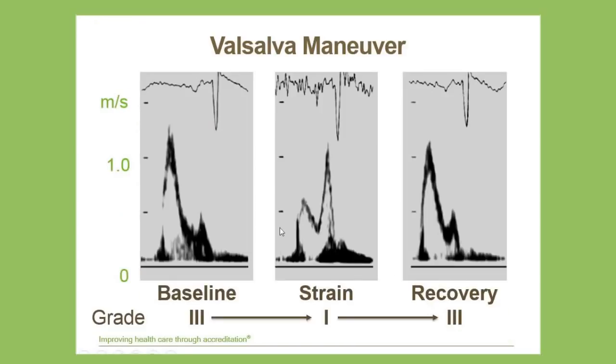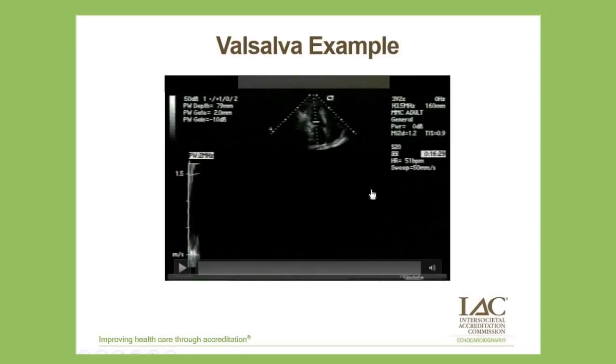So let's take a look at what Valsalva can do for us. We have a patient here who looks like they're in a grade 3 pattern. Are they, or is it normal? If we go ahead and have them do a Valsalva, you can see that we have gone to an abnormal relaxation pattern, and then during recovery, they go back to grade 3. I wish it always worked like this. It doesn't. But let's go ahead and take a look at an example here.